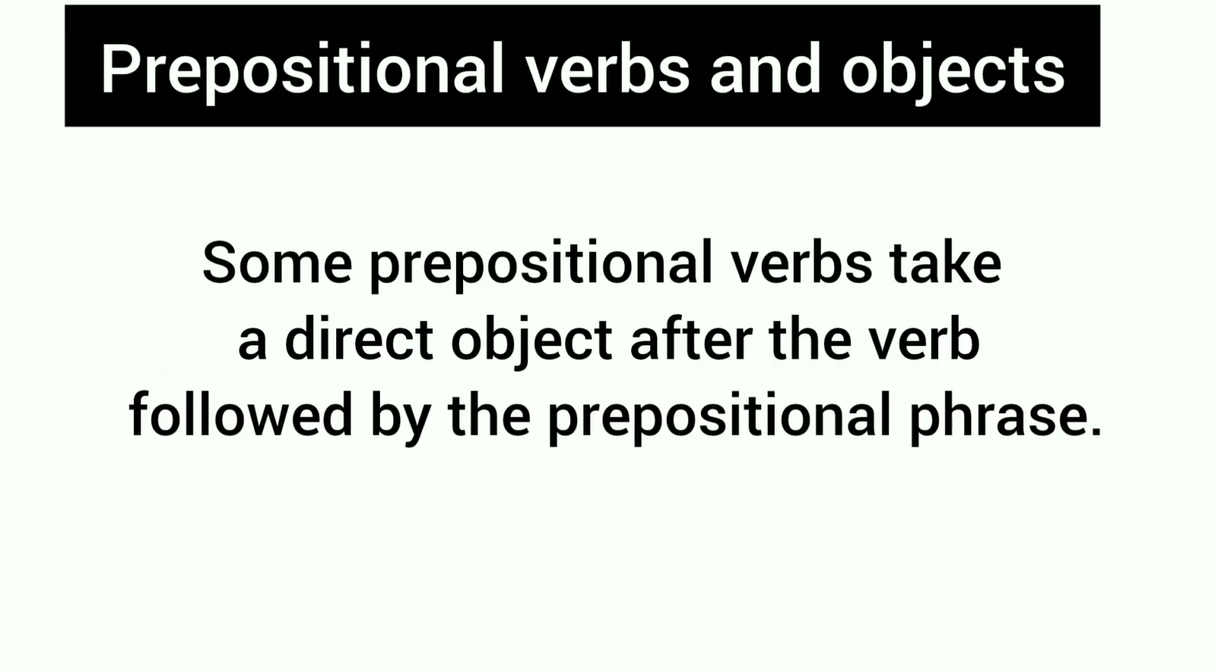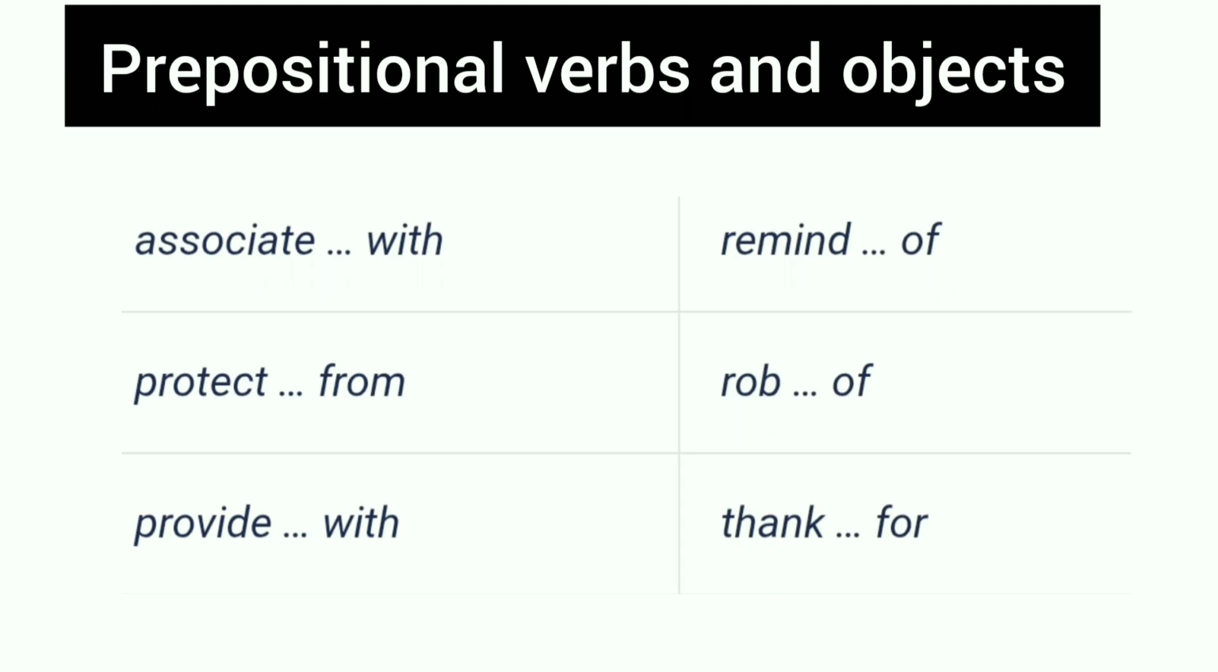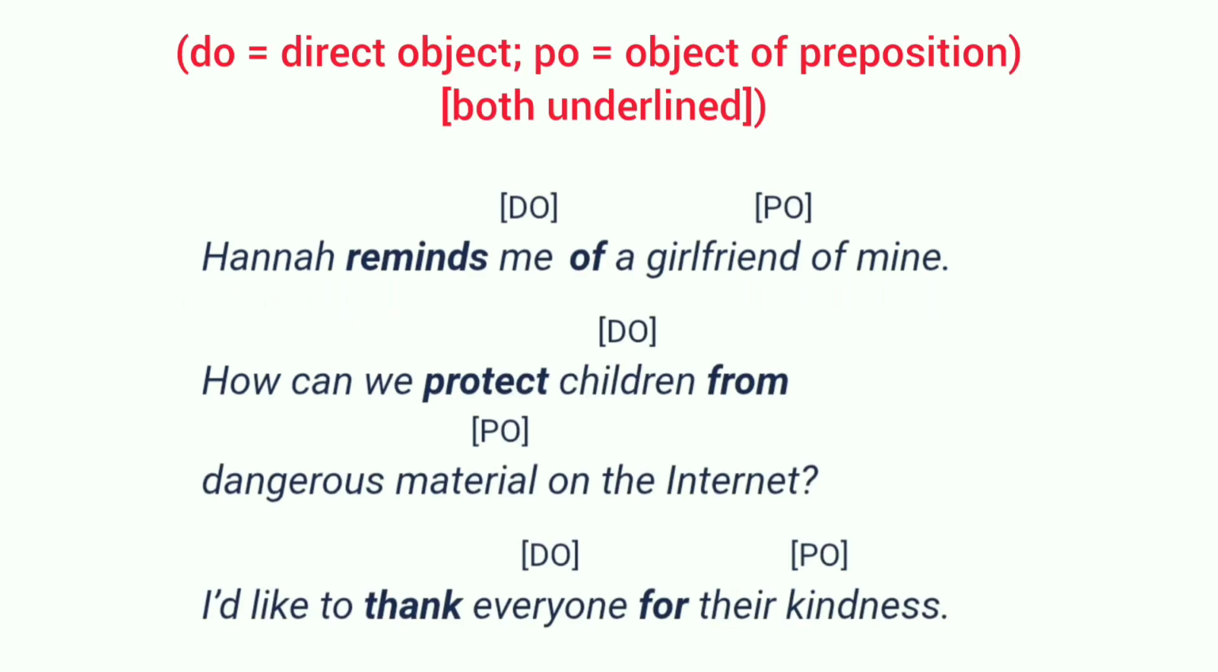Some prepositional verbs take a direct object after the verb followed by the prepositional phrase. For example, associate with, remind of, protect from, rob of, provide with, thank for, and remember. The first is a direct object, while the second is the object of the preposition. In these examples both are underlined.